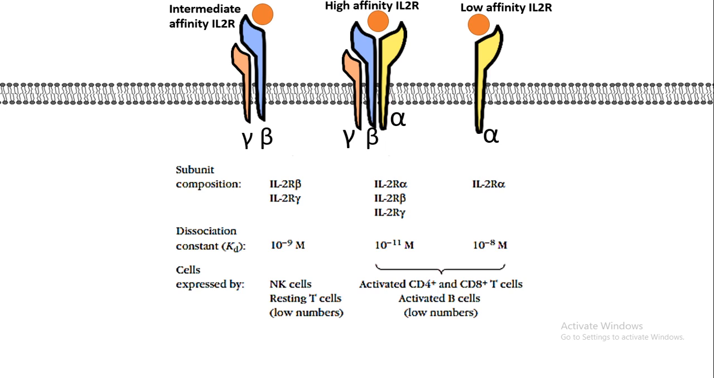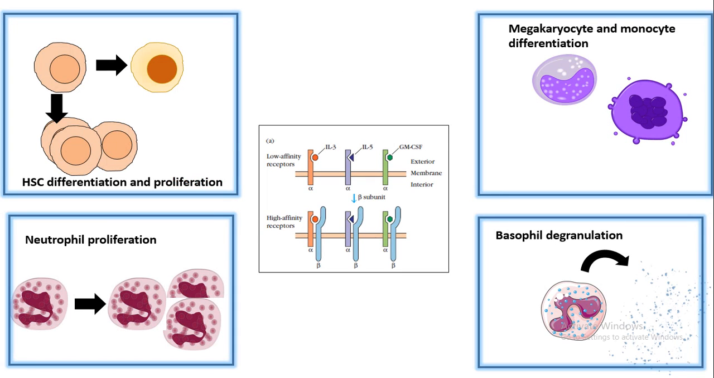Now the question is, if activated CD8 positive T cells and CD4 positive T cells have this high affinity receptor, then what is the function of the low affinity receptors? It turns out people speculate that the low affinity receptor could be useful to sequester IL-2 on the surface of these cells and then later pass that onto the high affinity receptor. However, its actual mode of action is not totally clear.